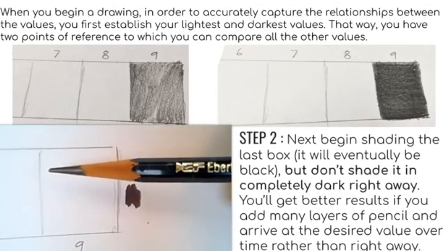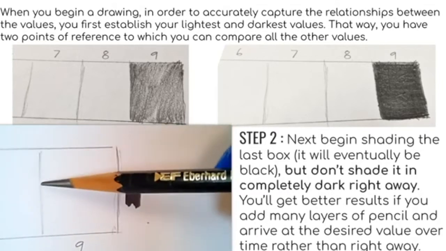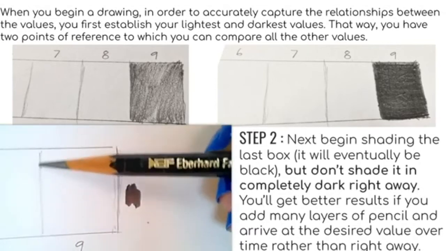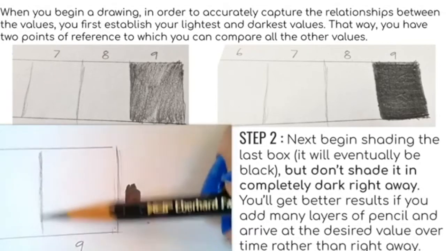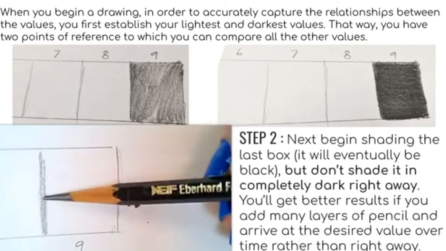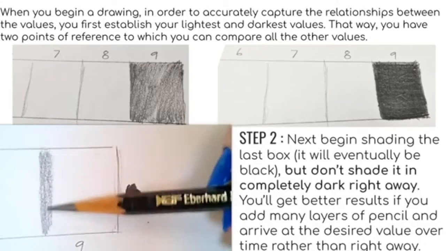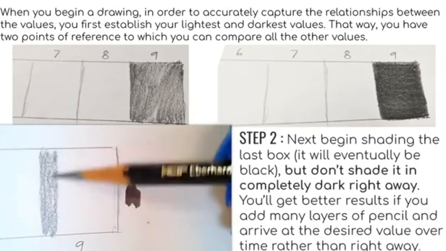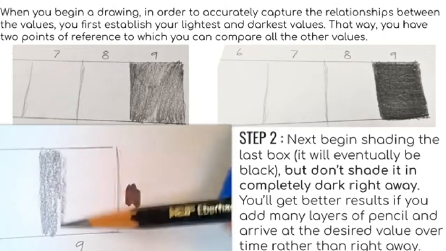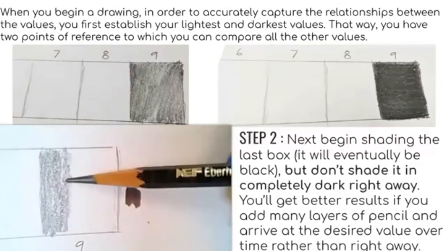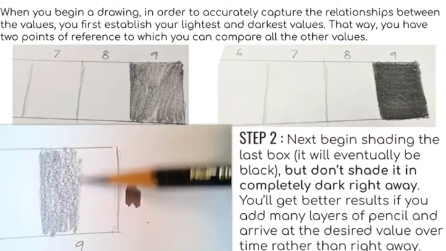So when you're shading, if you want a nice sharp edge, you're going to put the end of your pencil towards that edge. And I'm going to keep my pencil pretty much on my paper. I'm just going to go back and forth, trying to lay down a nice flat value. And we're going to talk about this more in just a second.